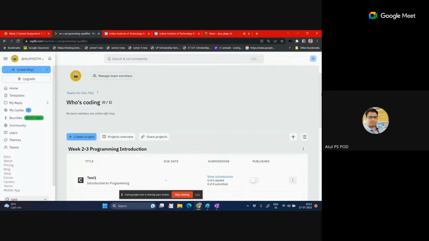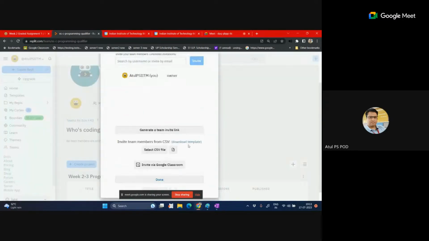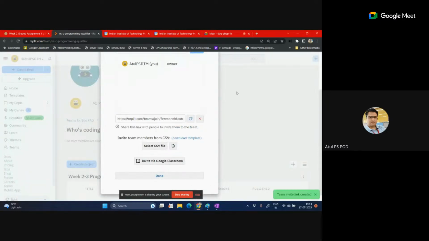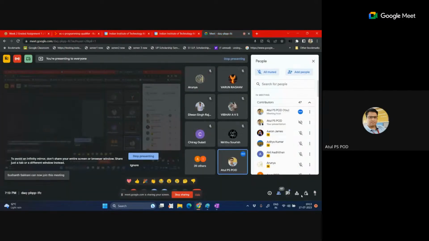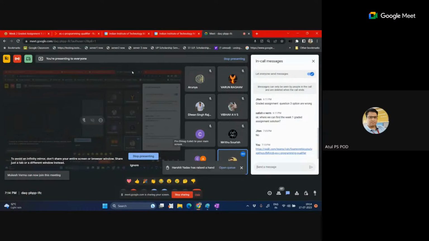Okay, I'm sending one invitation to you, and I have created one team link. I've sent one Replit team link in your chat box. You can join this team by clicking on it. And if your account is not created on Replit, you can join the Replit team using your Google account.